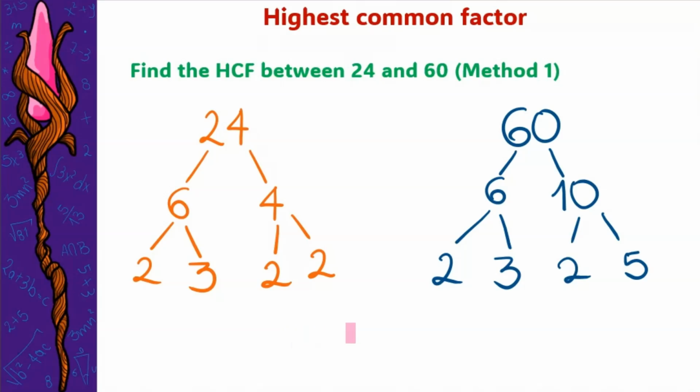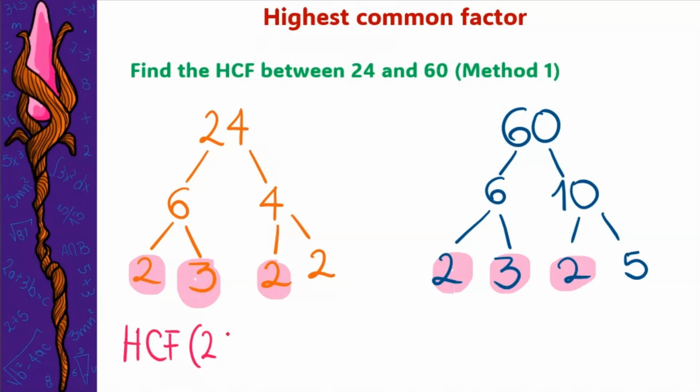And finally, I'm going to take the ones that they have in common. 2, another 2. Notice that this 2 doesn't have another one in the 60, so we cannot take it. The 3 we can take because it's in both. And finally, the highest common factor between 24 and 60 is going to be the multiplication of those common factors.